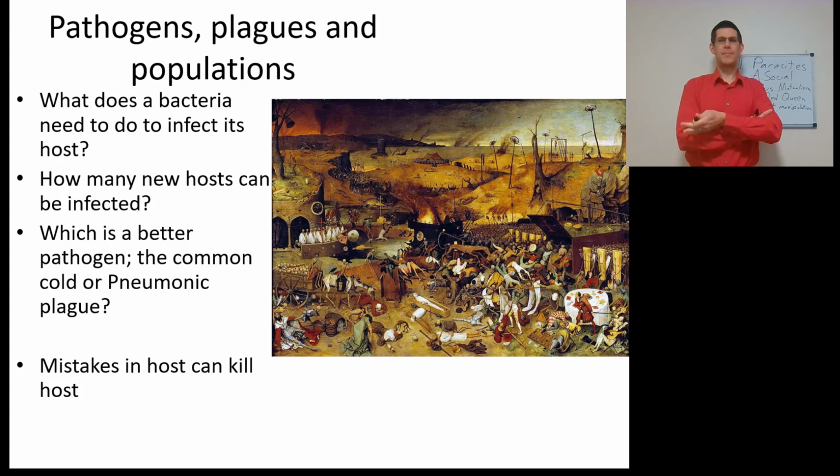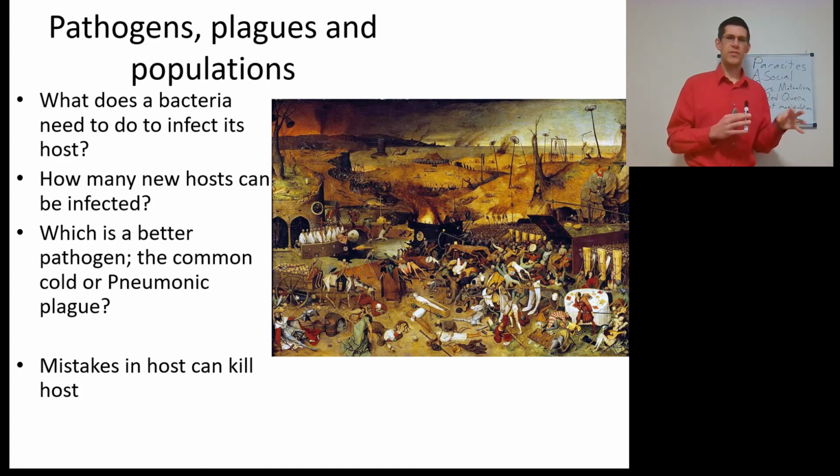So pathogens, plagues, and populations. A bacteria needs to be able to infect a host, needs to be passed on to its hosts. And once it's in a host, now a pathogen is just a parasite that causes disease, often a bacteria or virus or fungus. So we're often in the realm of microbiology, we're talking about pathogens as opposed to parasites, which are macrobiology. So a bacteria needs to stay in the host long enough to be passed on.